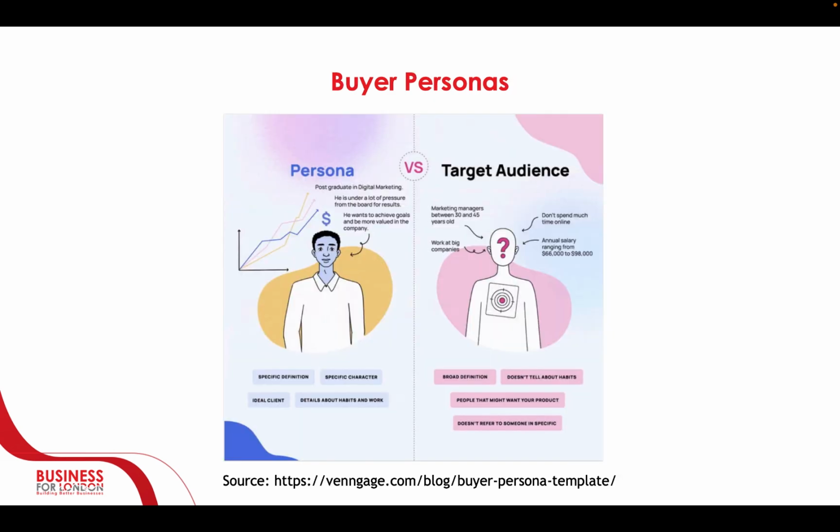Now, the image on the screen at the moment shows the target audience and the buyer persona. You start with your target audience because it's a broader definition. Marketing managers here between 30 and 45 years old. They work at large companies. We have a broad definition of their annual salary. And over here, though, we start drilling down to who those people actually are. And here we're saying that they're actually postgraduates in digital marketing, under a lot of pressure at work and so on. A more specific definition of who we want to sell to. Characteristics such as where they shop, where they go on holiday, and so on.